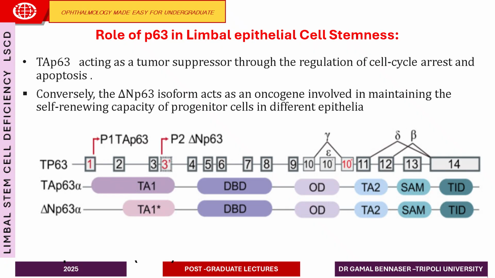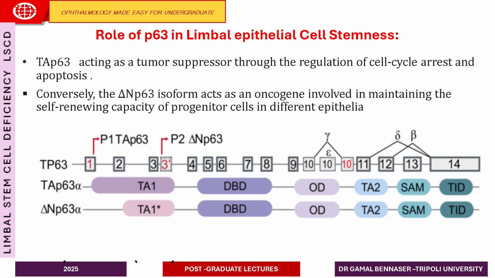Now for the postgraduate students, it is important to memorize this protein, the P63 protein. What's important to memorize is that there are two isoforms of this protein: the TAP63, which acts as a tumor suppressor that dampens and prevents the cell cycle and arrests apoptosis, so that it prevents premature proliferation of the stem cells. And the other one, which is the delta NP63 isoform, which acts as an oncogene, involved in stimulating self-renewal and the promotion of proliferation of the cells.